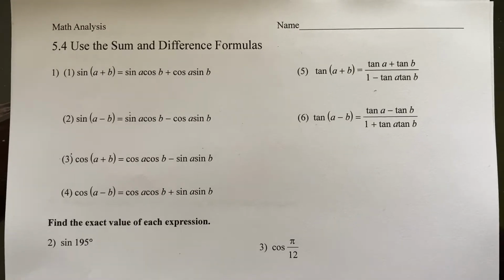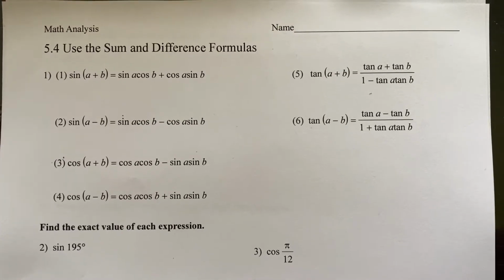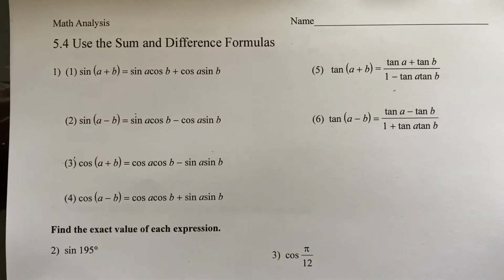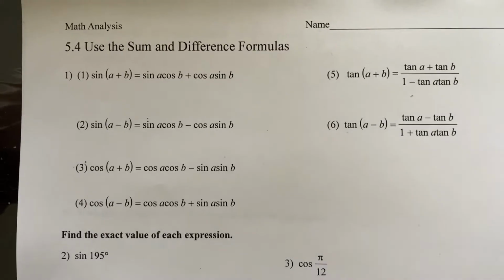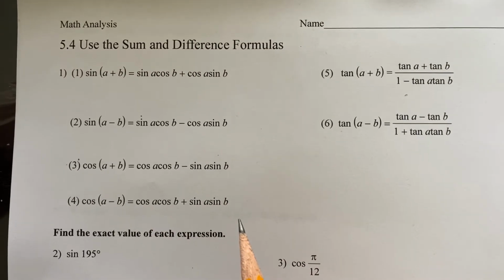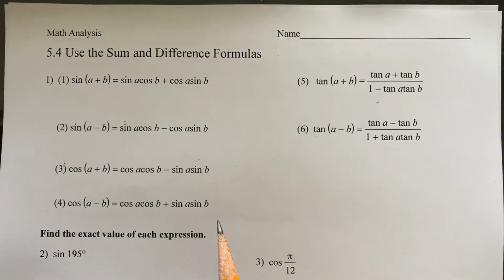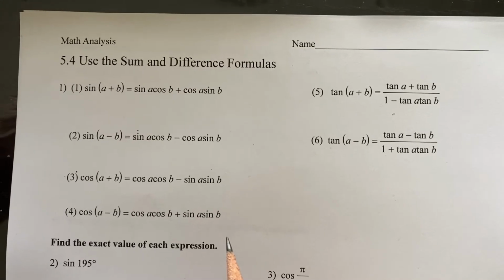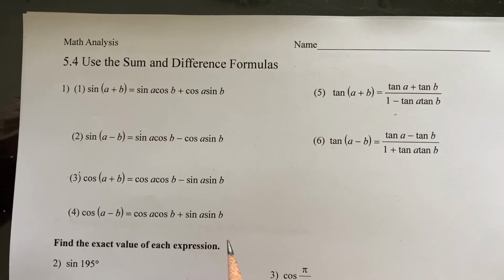Okay, so moving on to section 5.4. Today we're going to use the sum and difference formulas for sine, cosine, and tangent. Now notice there are 6 of these formulas here. And if you took Math 3 last year, this was in Chapter 9, so some of this might be familiar and might be reviewed for some of you.